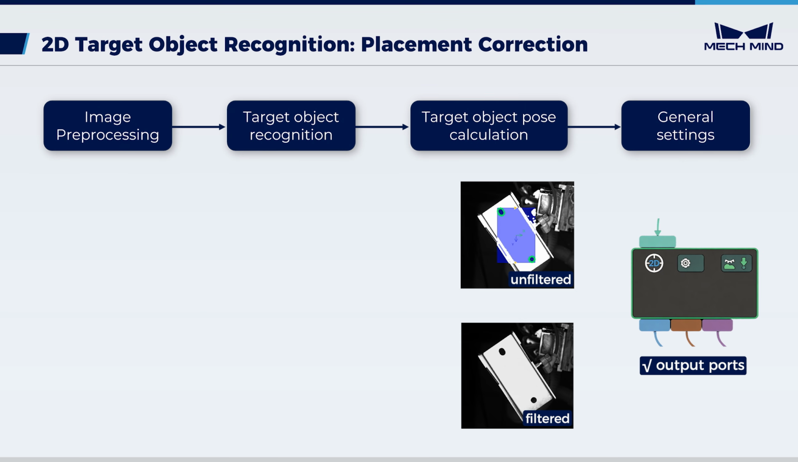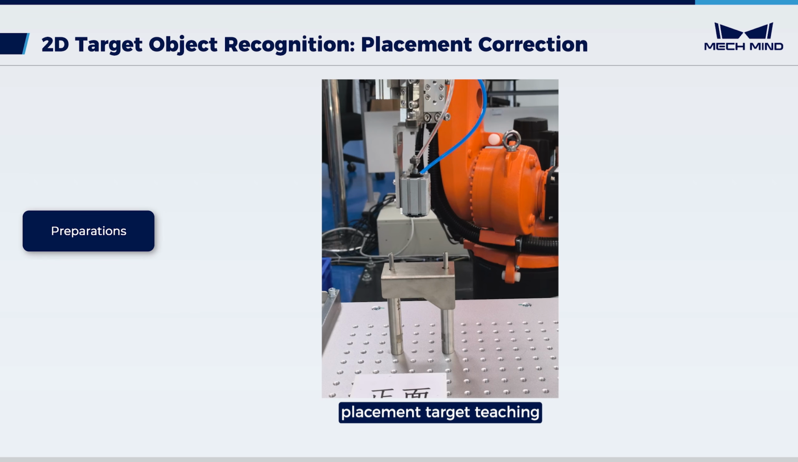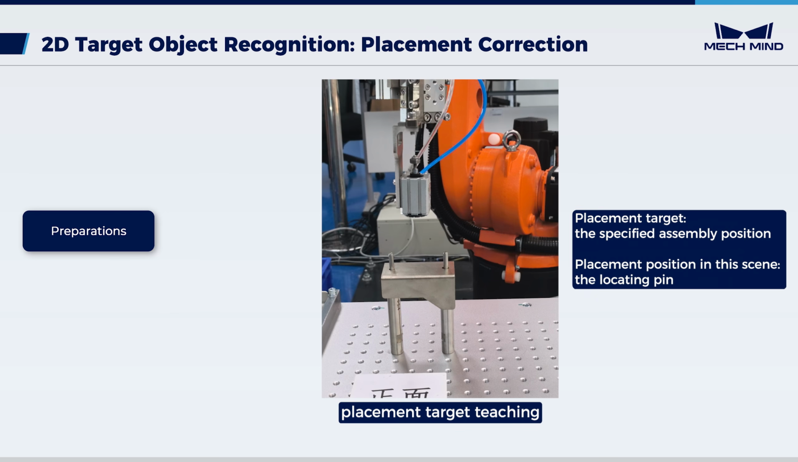Next, let's move on to the configuration workflow. Before starting the specific operations, complete 2 preparations: placement target teaching and 2D camera calibration. Let's begin with placement target teaching. This step is essential for achieving high-precision assembly. The placement target refers to the specified assembly position. In this scenario, the target object needs to be inserted into a locating pin, so the pin is the placement target. The teaching process is as follows.